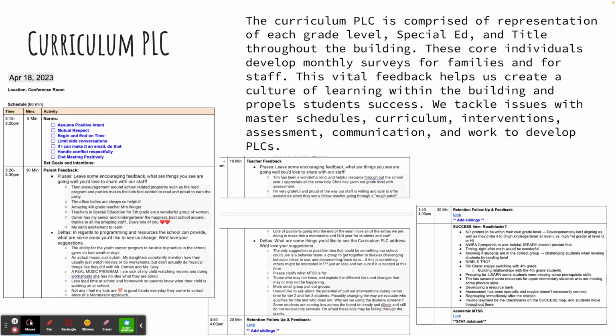We also have the curriculum PLC that's comprised of representation of each grade level, special ed, and Title throughout the building. These core individuals meet monthly, survey families and staff, and the vital feedback helps to create a culture of learning within the building and propel student success. This team tackles issues with master schedules, curriculum, interventions, assessments, and communication, and works to develop our PLCs at the grade level. We also look at individual students as a whole, at students' retentions and what that looks like. That data for our school in areas of need are a result of those indicators.